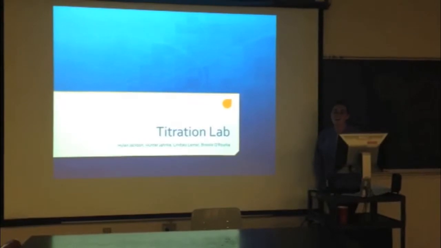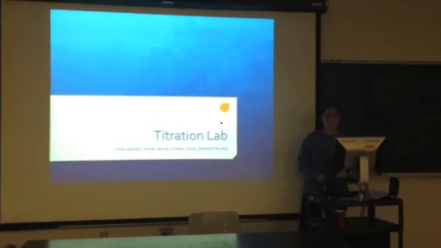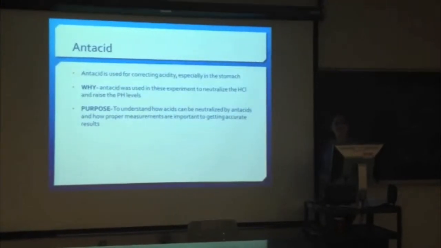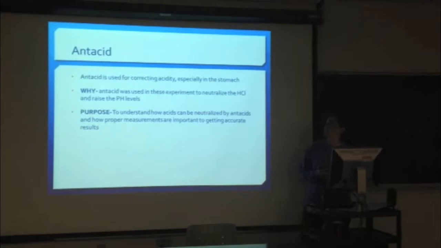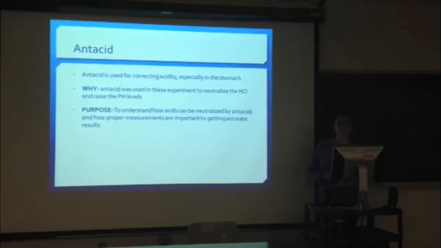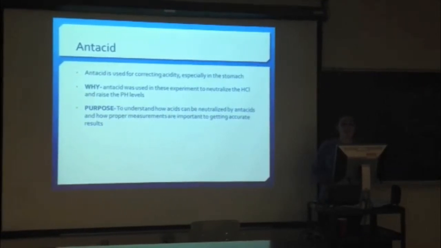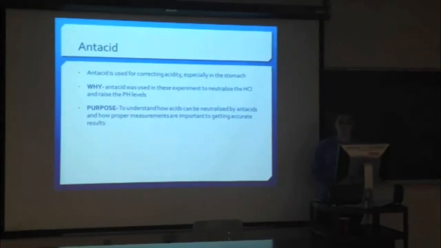Okay, this is our group's extra credit for the titration lab. Antacid is used for correcting acidity, especially in the stomach. We use it because in these experiments, it is used to neutralize the HCl and raise the pH levels. The purpose of using it is to understand how acids can be neutralized by antacids and how proper measurements are important to getting accurate results.